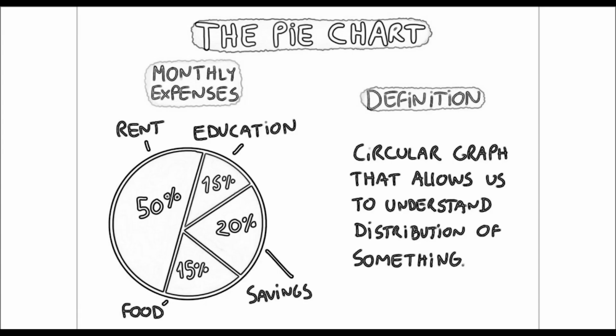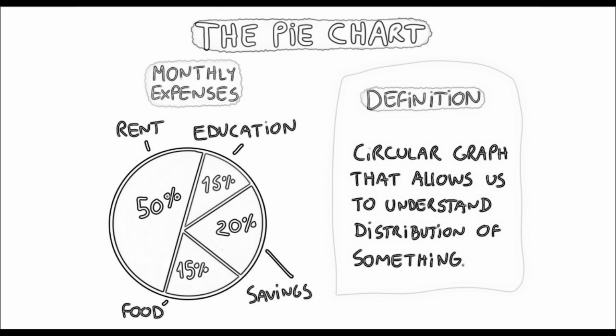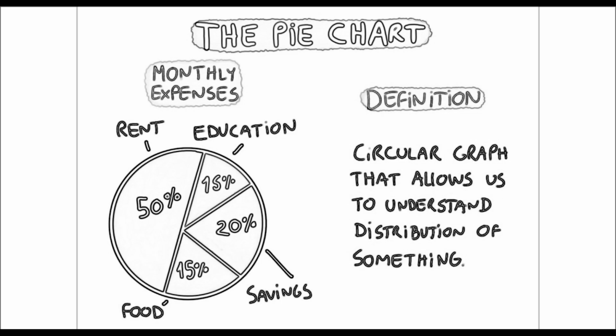Let's get started. Let's go over the pie charts first. Look, this is the pie chart, no? It's a circular graph that allows us to understand the distribution of something. And what do I mean by this? Look, here we have our circle, no? We have a bunch of different categories.